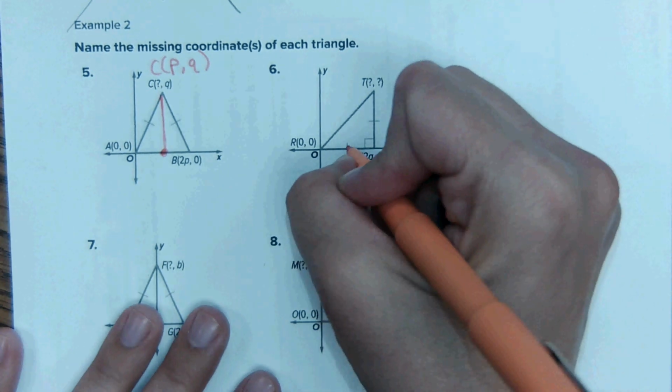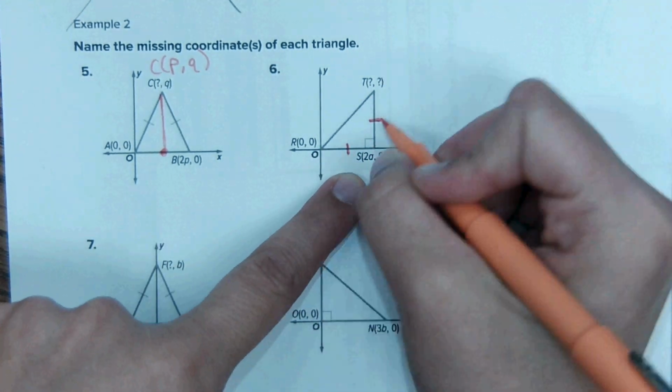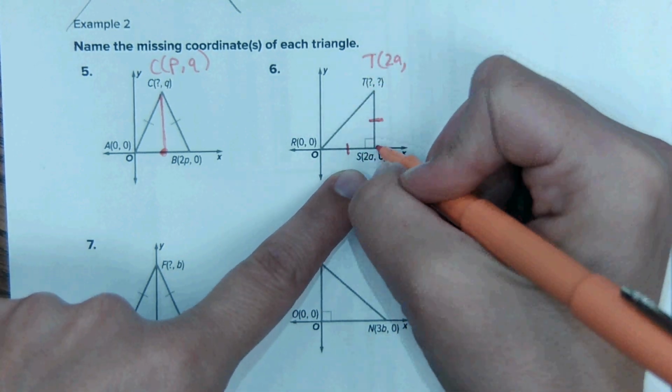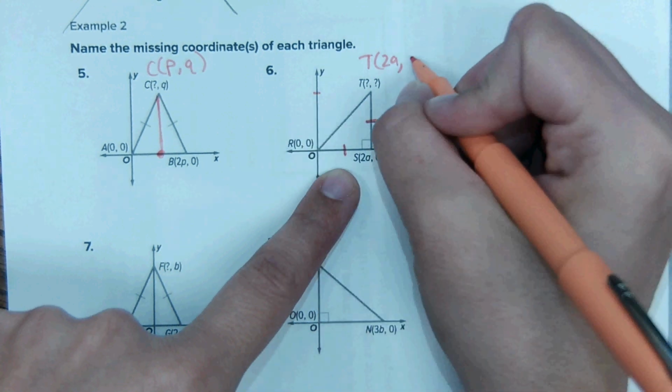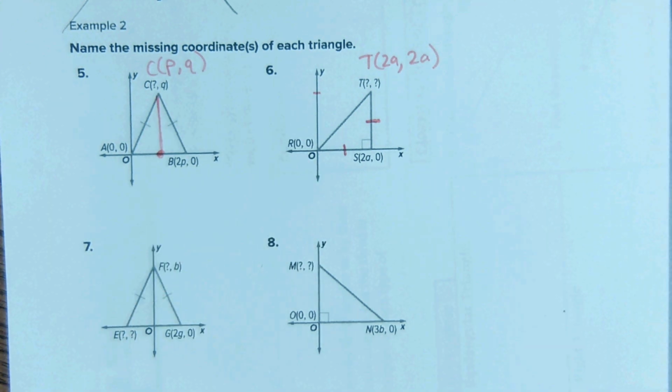Okay, and number 6 shows an isosceles triangle. These lengths are the same. So if this is at the x-coordinate 2A, then for T, that would be at 2A for the x-coordinate as well. And then since this is the same length, the y-coordinate would then be at 2A as well.